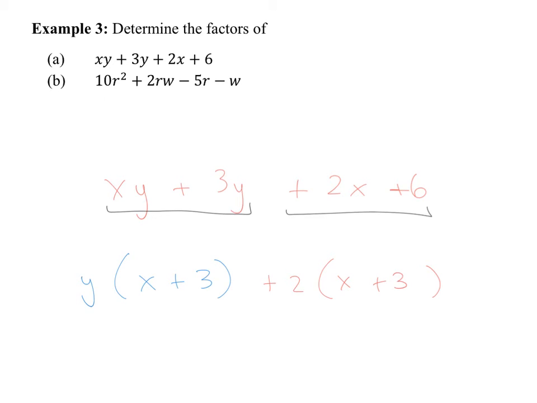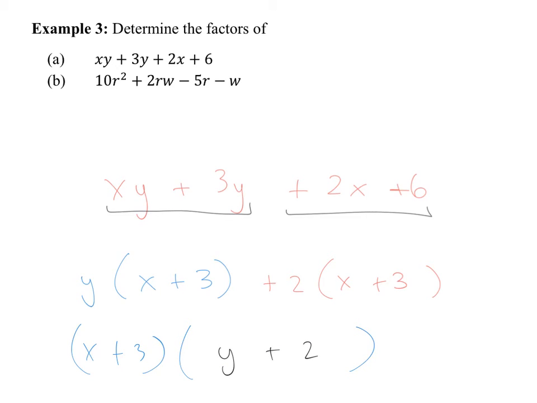So the y value is in both of these places. So you factor it out, don't you? What's in both of these places? So factor it out. All right, let's take x plus 3 out in front now. If I take x plus 3 out, what's left behind? Y plus 2.